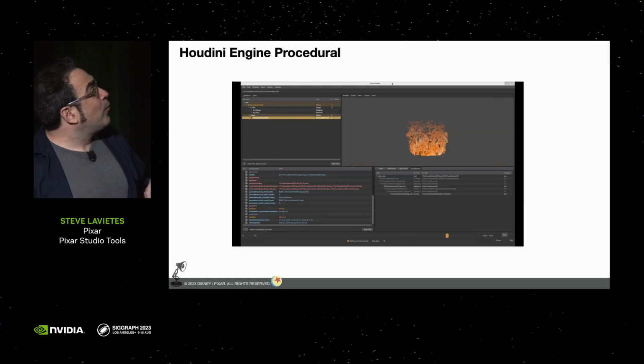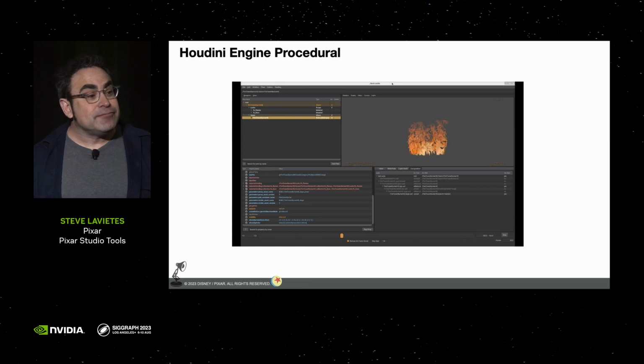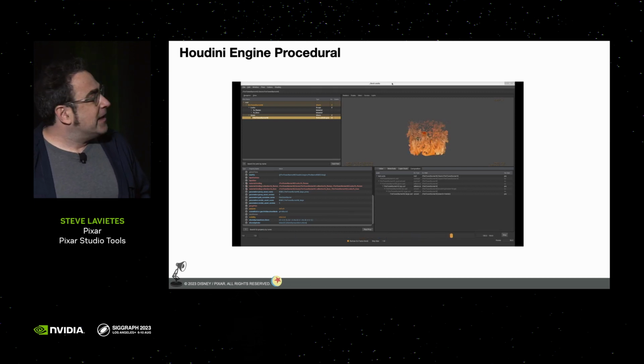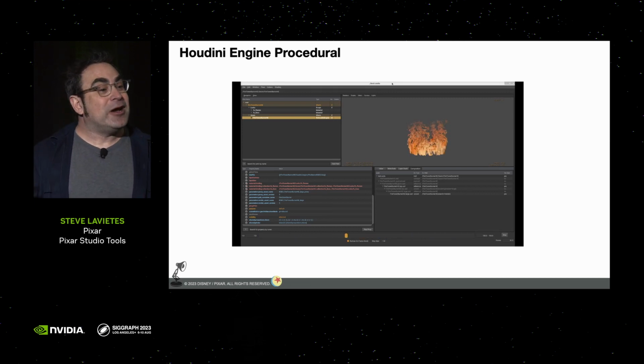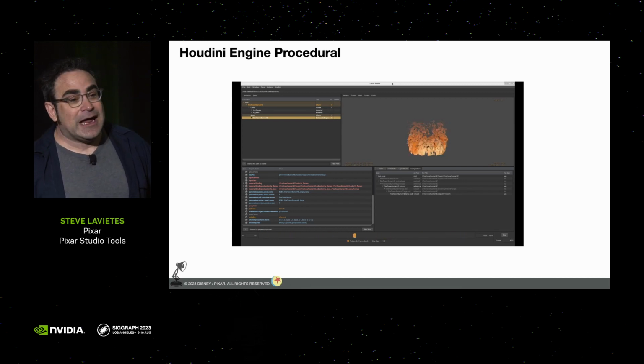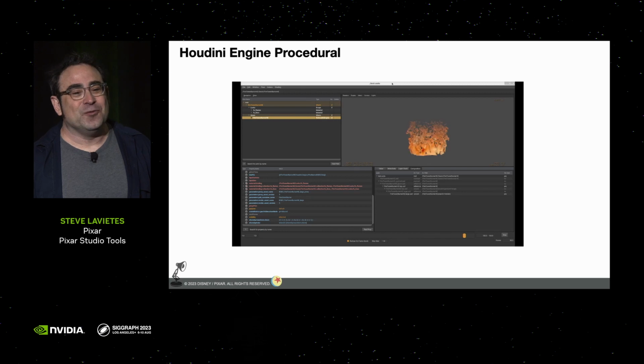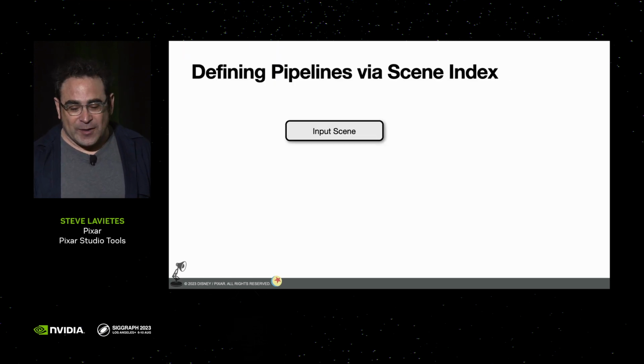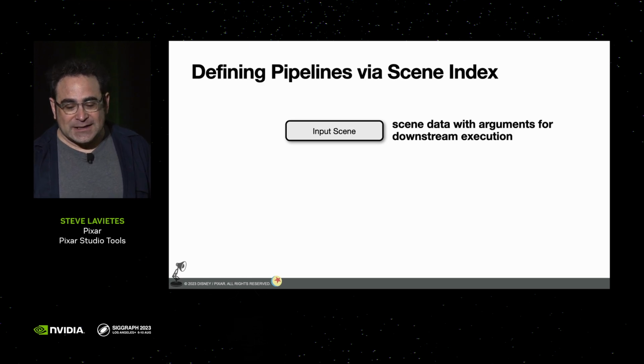Okay, so another one is a Houdini Engine procedural. It's running a volume simulation and turning it into a mesh. This is very interesting because, I wish I had a picture of this, but I could aim the cube per point procedural at this if I wanted, and it would work. And these systems don't have to know anything about each other. So it's really about defining pipelines via scene index.